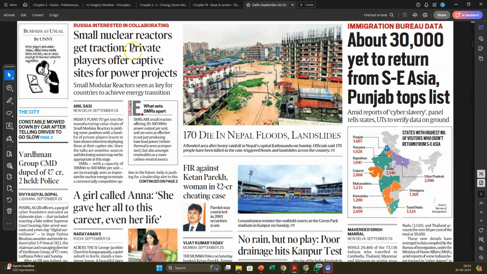At the end of the day, small nuclear reactors get traction. Private players to offer captive sites for power projects. Now, what has happened is that first you need to be aware about the nuclear technology.